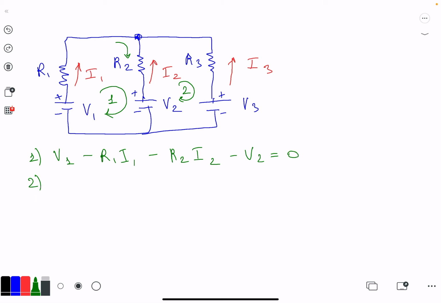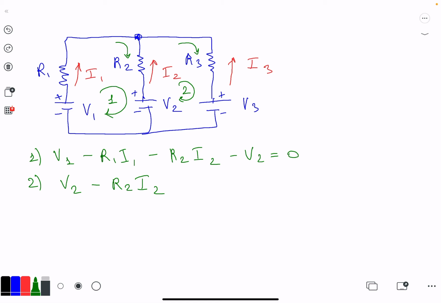Now let's write down the equation for the second loop. Let's start with the second battery. It goes from minus to plus, so it becomes plus V2, then the voltage drop across R2, therefore minus R2 I2. Then I come across R3.